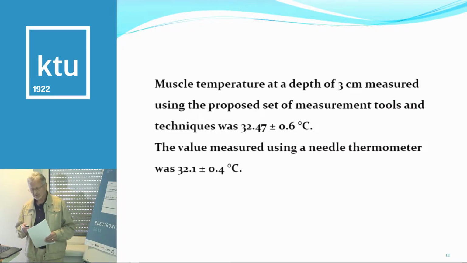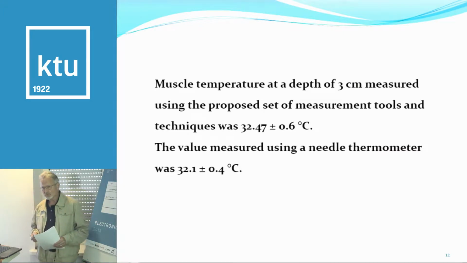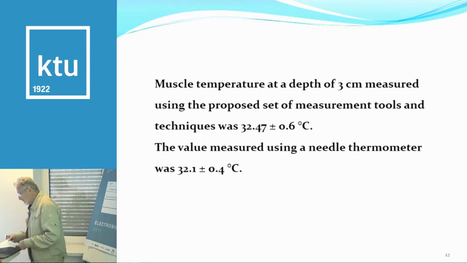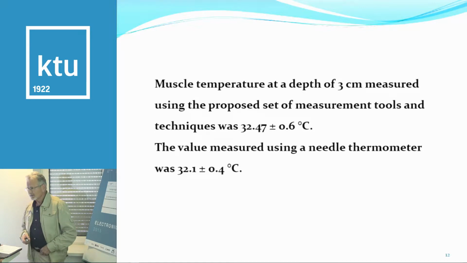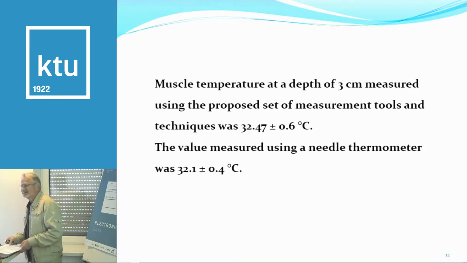According to our results, the muscle temperature at a depth of 3 centimeters, measured using the proposed method and transducers, was 32.45 plus or minus 0.06 degrees. The value measured using the needle thermometer was this one. It is different, but not by much. But nobody wants to insert a needle three centimeters under the surface. It is not fine, and it's dangerous.